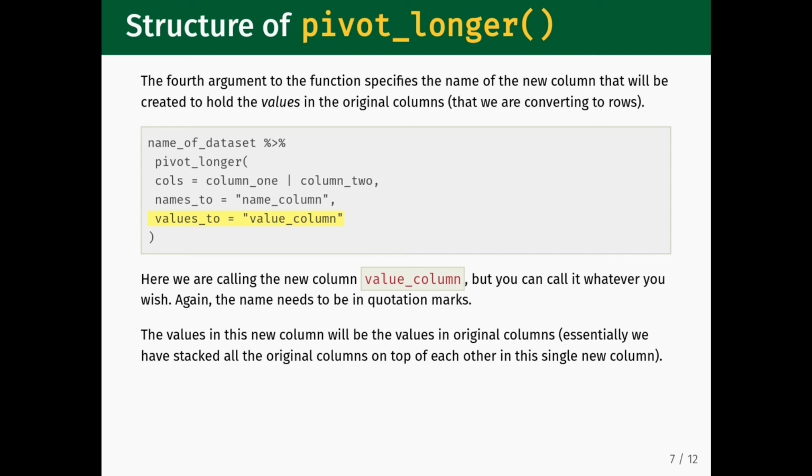So these are the 4 main arguments we need to provide to pivot_longer. The function also has other parameters which allow you to customize its output even more, and if you're interested in exploring those, you should check out the function's help page.